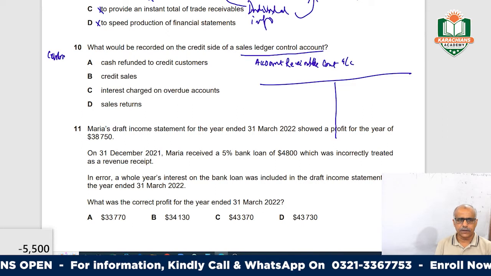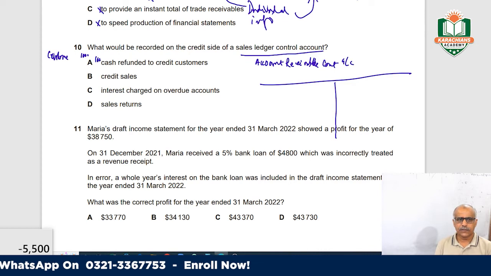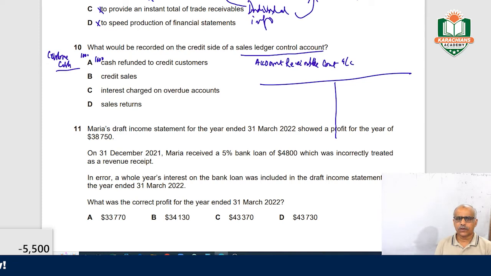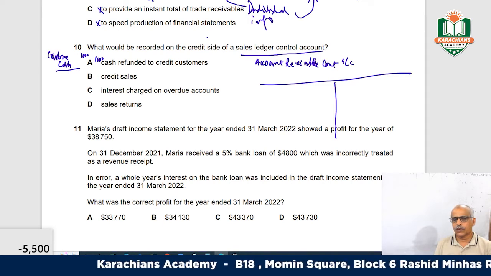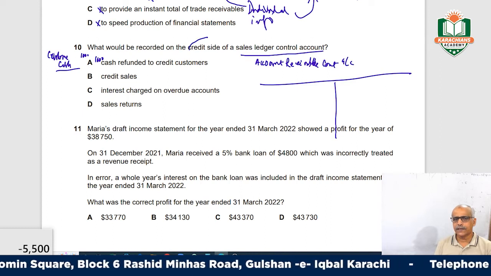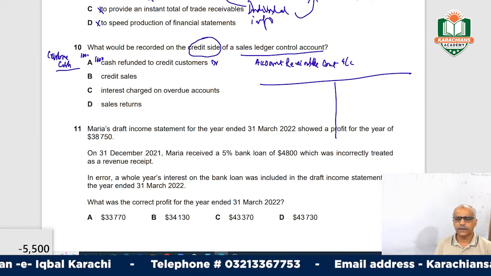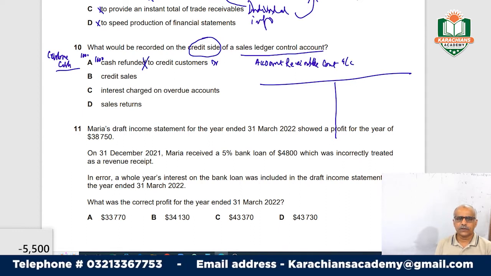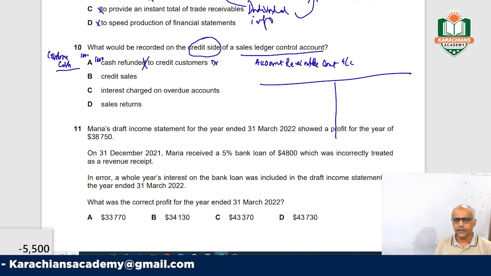Customer, you debit, if I am saying 1000, and you credit 1000 to cash. So this does not appear on what you have to, what is the requirement, what would be recorded on the credit side. So this is recorded on the debit side, right? So this is not your answer. Credit sales, what entry is made for credit sales?